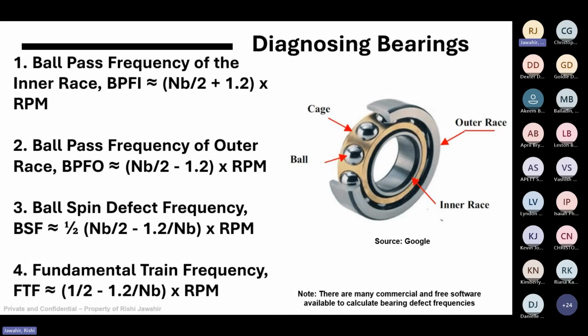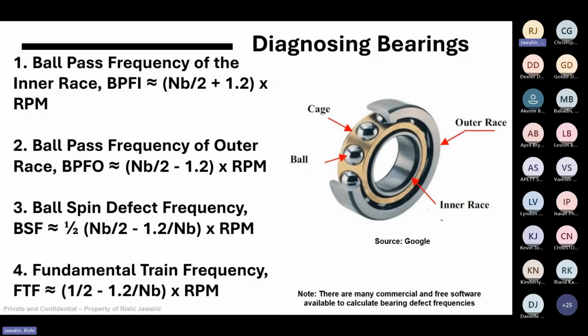There are many software tools available on the internet, on Google. Once you input the bearing number we saw at the beginning of your presentation, whatever bearing number you may have, it will automatically give you the bearing defect frequencies. So sometimes you don't need to calculate this, but I'm just trying to show you the relationship it has with each one of these, the inner race.